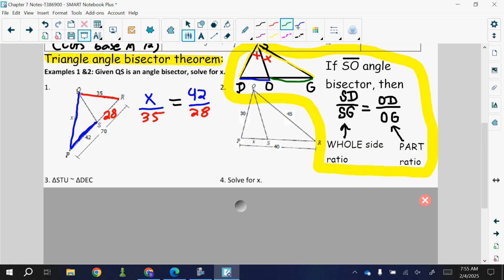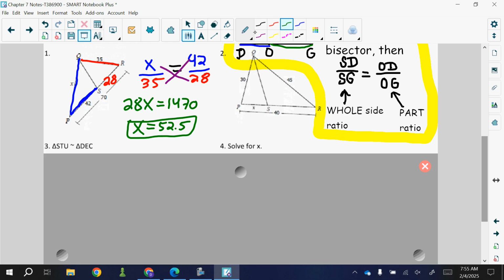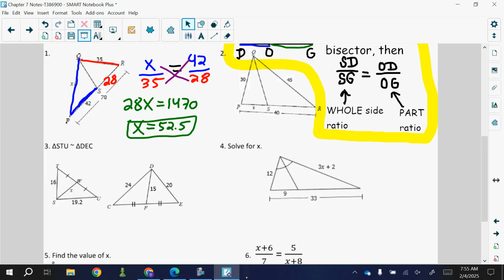From here, you can just cross multiply and solve. So you have 28x equals 1470 using the cross product rule. Divide the 28 over, and you get x equals 52.5. Okay, let's move on to the next.